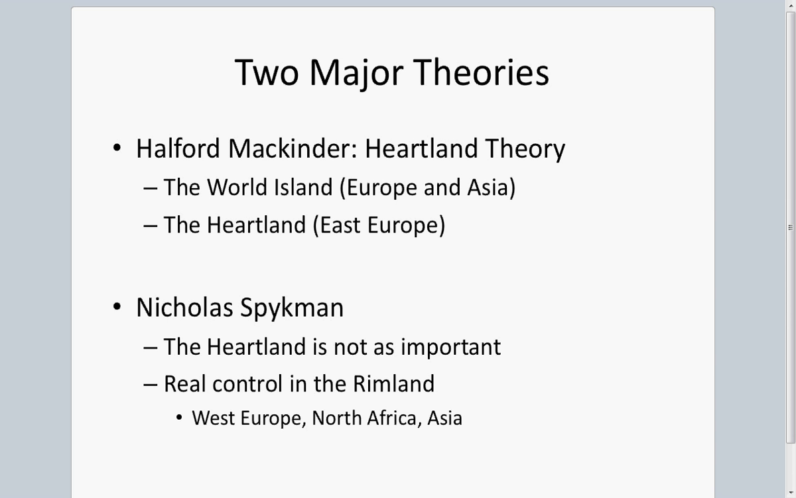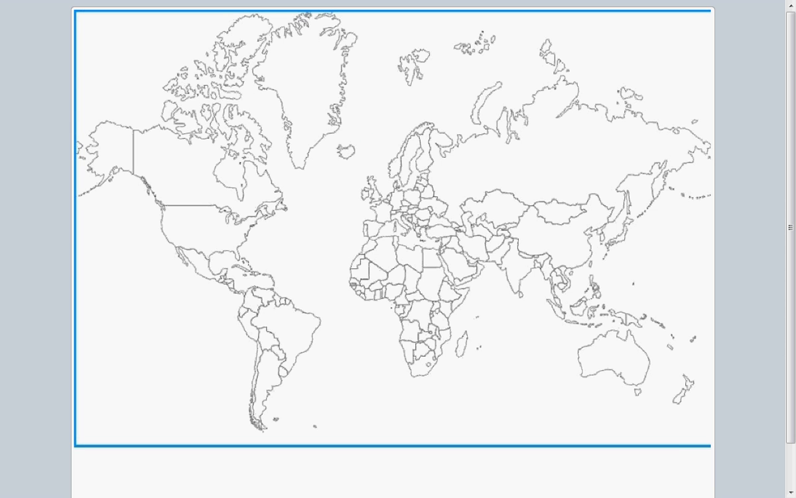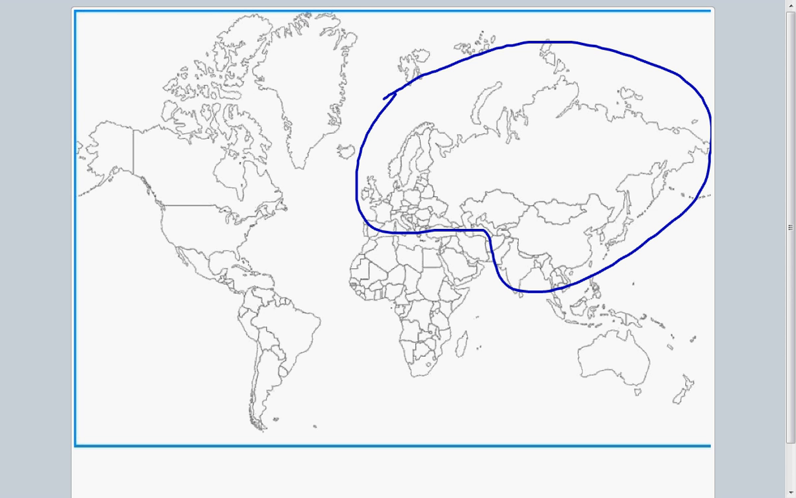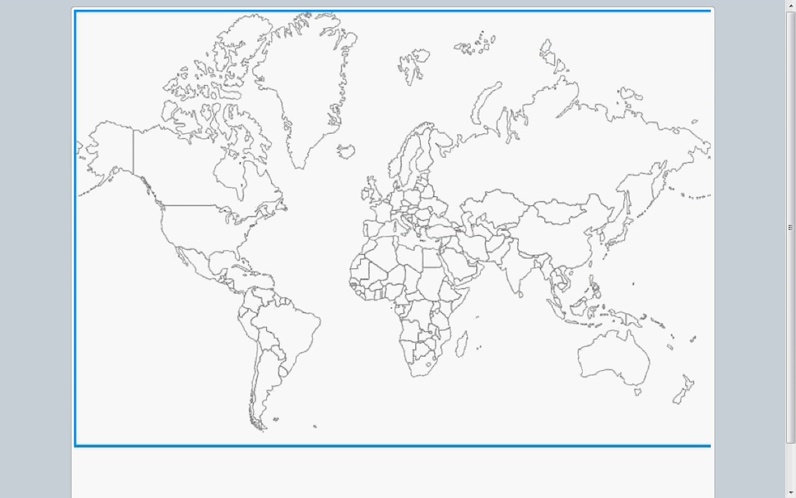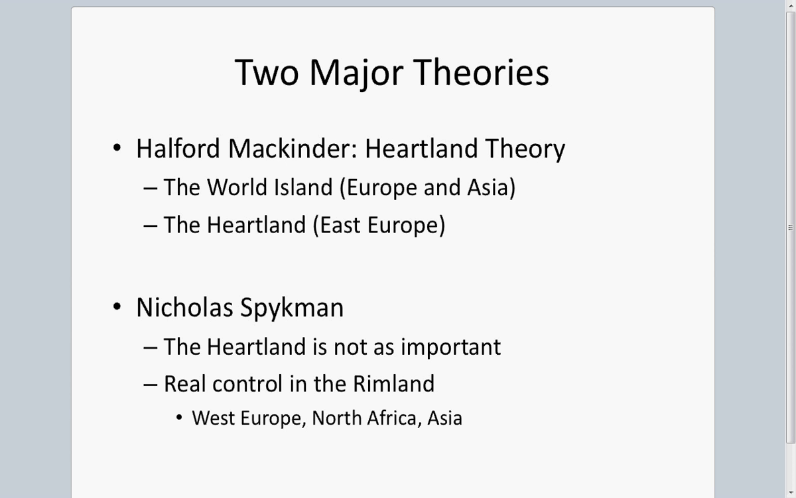The first is Halford Mackinder's Heartland theory. For him, the world was divided into different sections. First was the world island. The world island is this area here outlined in blue, pretty much Europe and Asia. He considered the world island as being the center of power for the rest of the world. He then goes on to identify different regions and breaks down the world island even further.